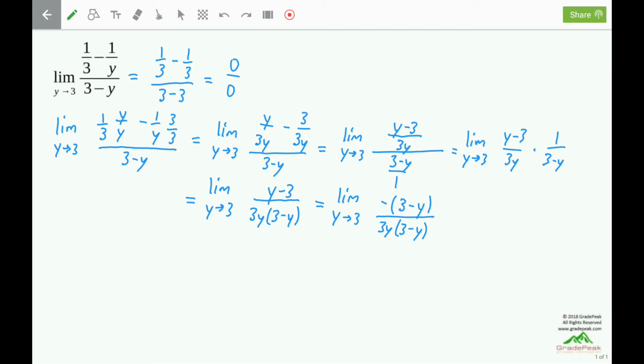And now we can cancel those factors that are making the 0 over 0. Cancel those out. That'll leave a 1 here in the numerator. And we'll then have a negative 1 over 3 times y. We can now plug the 3 in for the y now that we've removed the 0 over 0. We have negative 1 over 3 times 3. 3 times 3 is 9. We end up with negative 1 over 9.